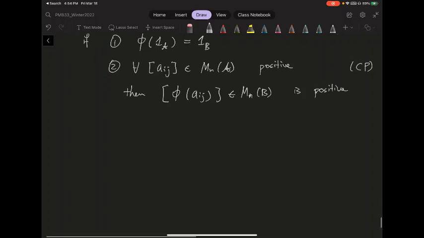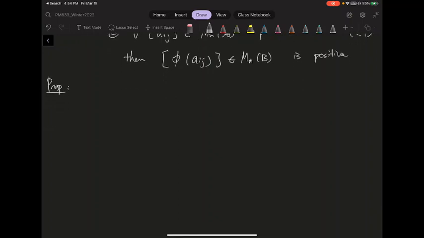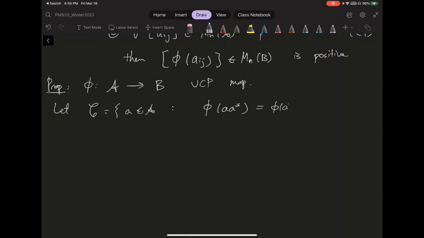Once we have a UCP map, we can give a definition of a multiplicative domain. Let's call it a definition or proposition. Here's how we use the multiplicative domain argument. Suppose I have phi from A to B as a UCP map, and I consider a set, let's say C, to be all the elements A inside A so that when I test it on phi of A star, I can break it as phi A and phi A star.